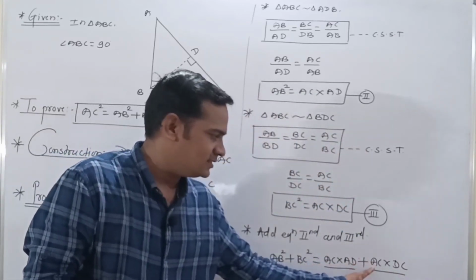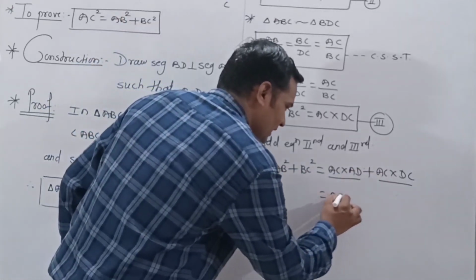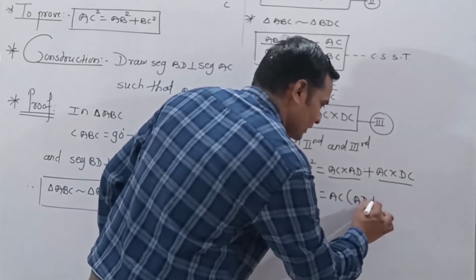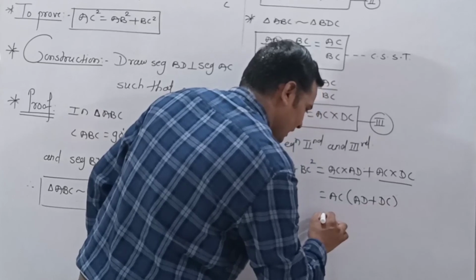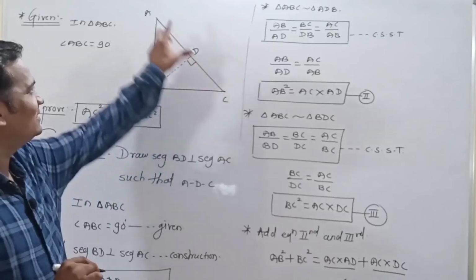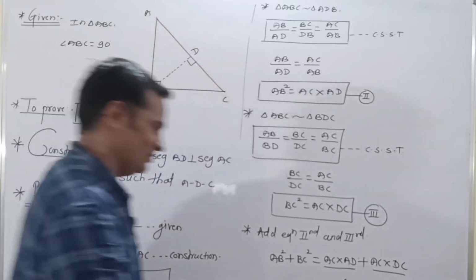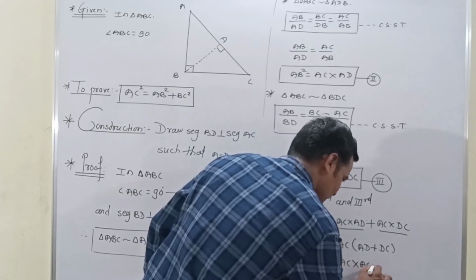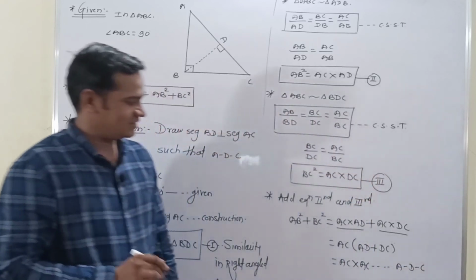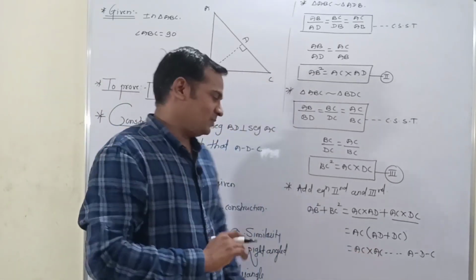Now look at these two terms. AC is here, again AC is here, so we can easily take AC as common. Which are the remaining things? AD plus DC. So AC into AD plus DC. Look at this: AD plus DC, that means AC, because A-D-C is a straight line. So AC into AC, that means AC square.